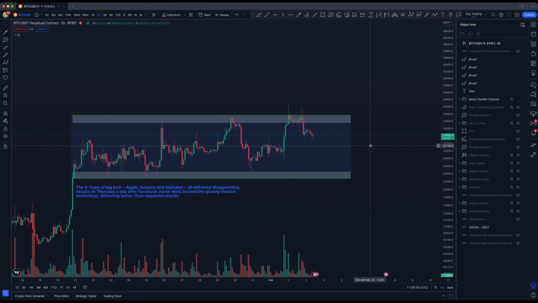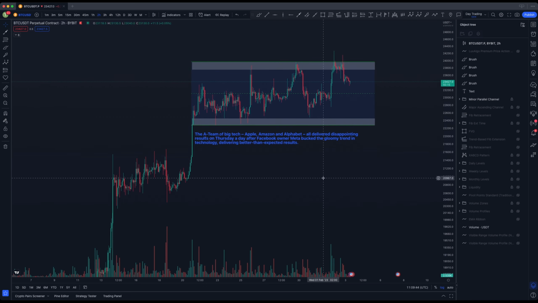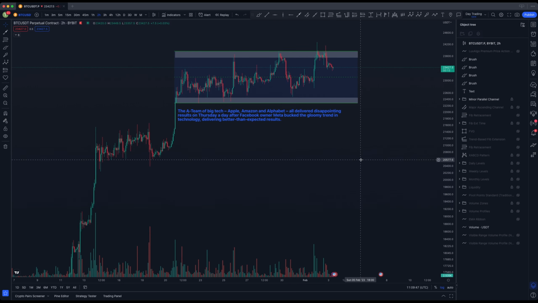Would I be anticipating a long? Not at the bottom of this channel. For me, with the news of the tech giants starting to come in with worse than anticipated earnings, my place for a long would be somewhere in this area.